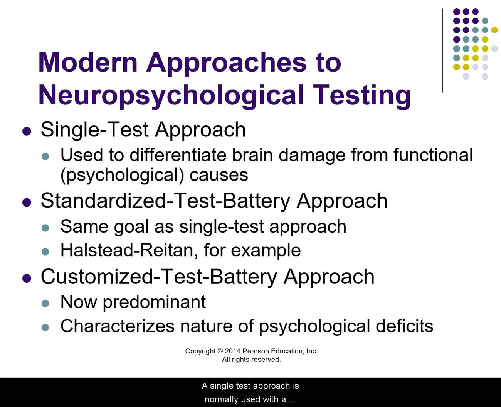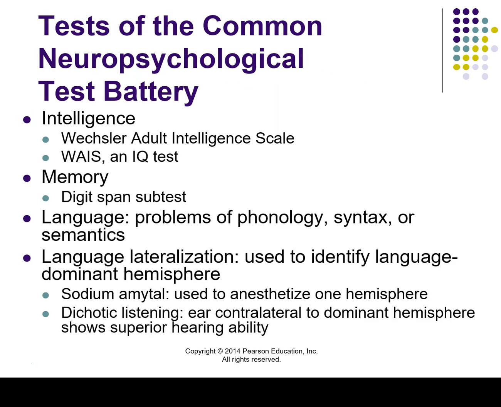The single test approach is normally used with a standardized battery of tests, and the most common one for that would be the Halsted-Reitan. And many clinical neuropsychologists will also customize this battery of tests to the specific needs of their client. Okay, and so then it would be a customized test battery. So what would they use? Well, they almost always use some kind of an intelligence test, the WAIS. They probably will use digit span for memory.